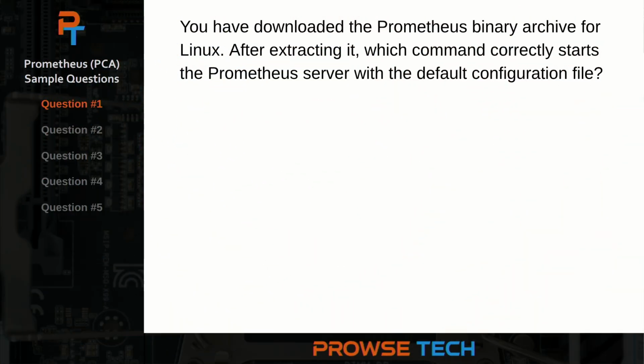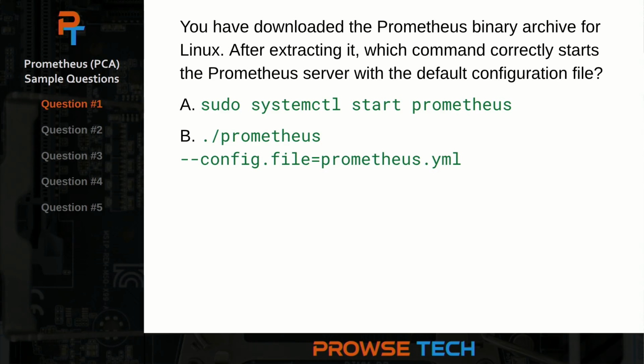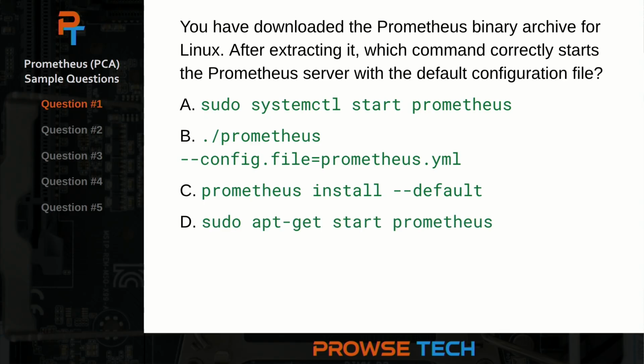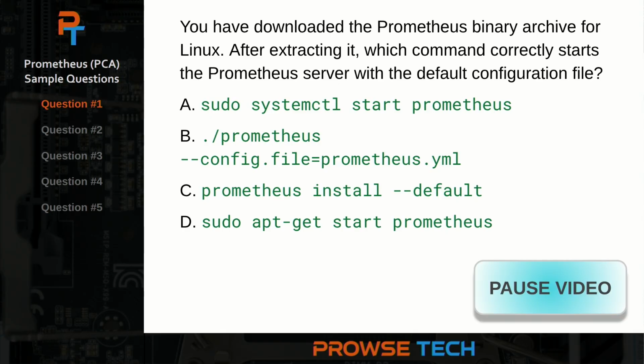Let's go. You have downloaded the Prometheus binary archive for Linux. After extracting it, which command correctly starts the Prometheus server with the default configuration file? Is it A, sudo systemctl start Prometheus, or B, ./prometheus --config.file=prometheus.yaml, C, prometheus install --default, or D, sudo apt-get start Prometheus? I'll give you 3 seconds to pause the video and think about your answer starting now.